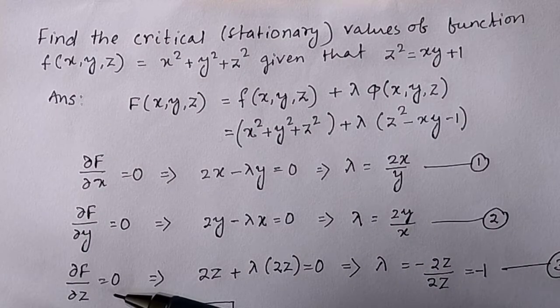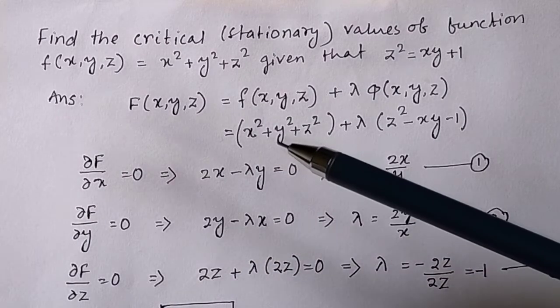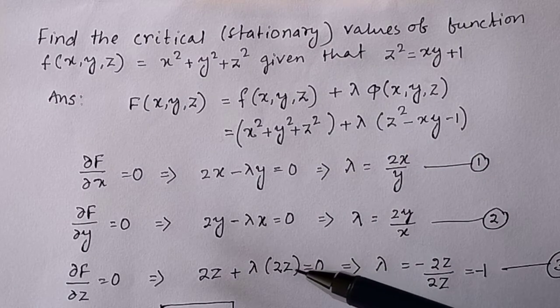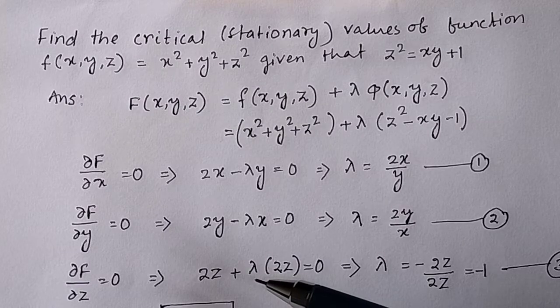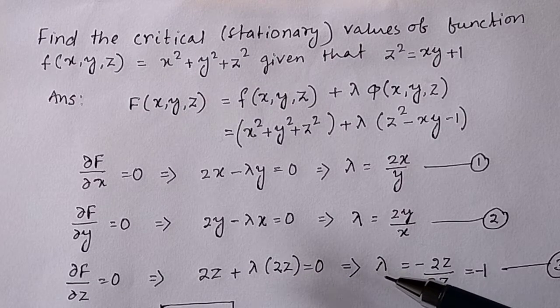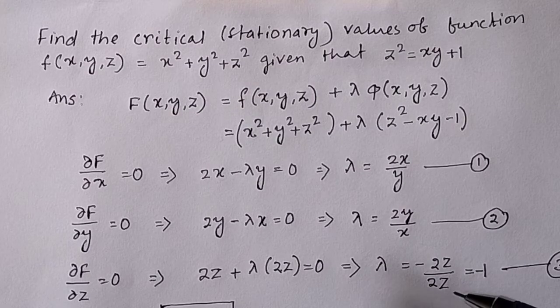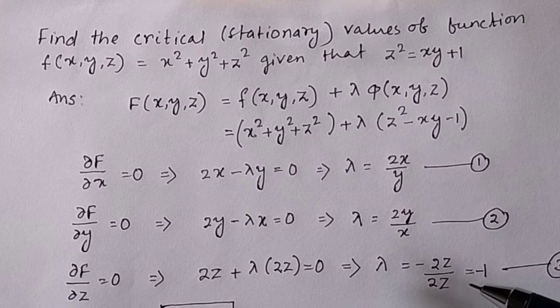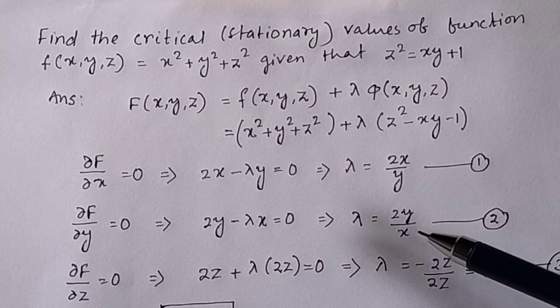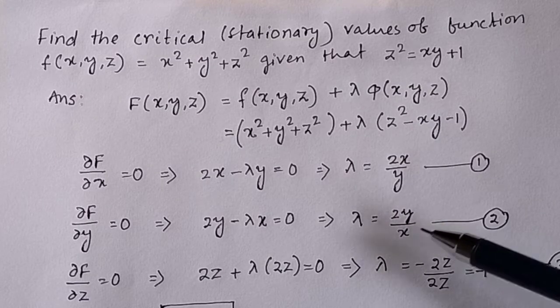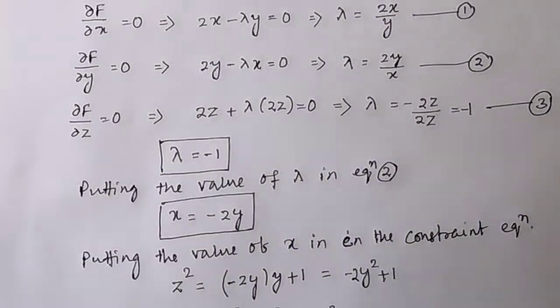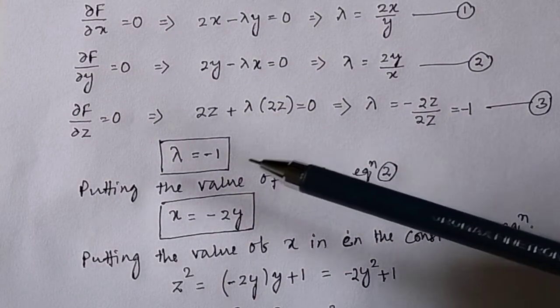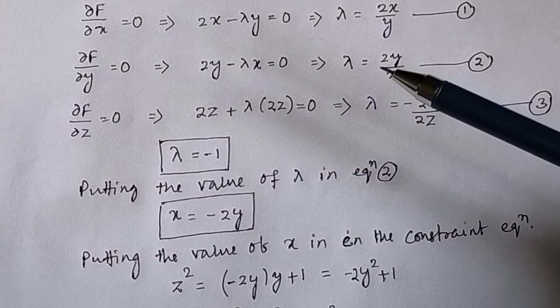And if you take the partial derivative of the function with respect to z and set it to 0, it will be 2z + λ·2z = 0. So λ = −2z/2z, which is equal to −1. This is equation number 3. From equation 3 we have got the value of λ, which is −1. If you put the value of λ in equation 2, then you can find the relation between x and y.